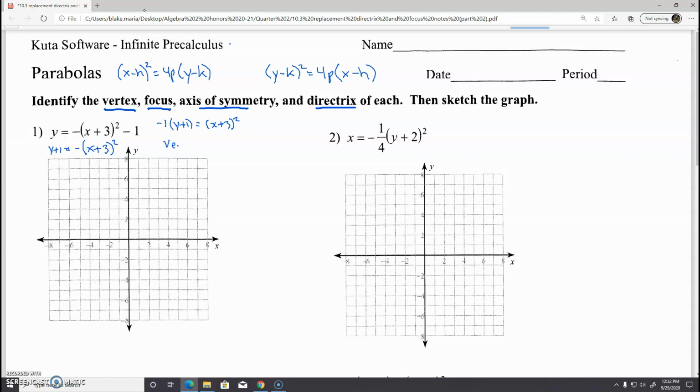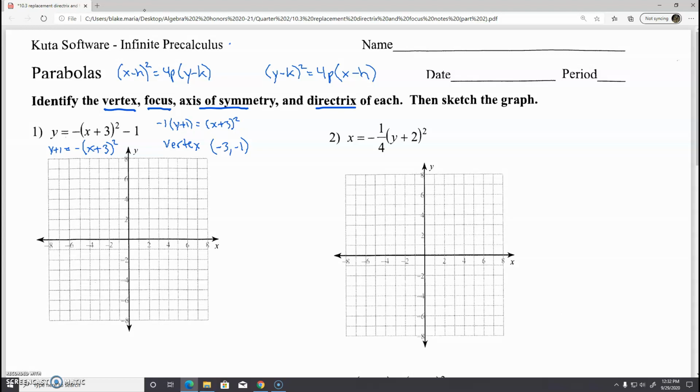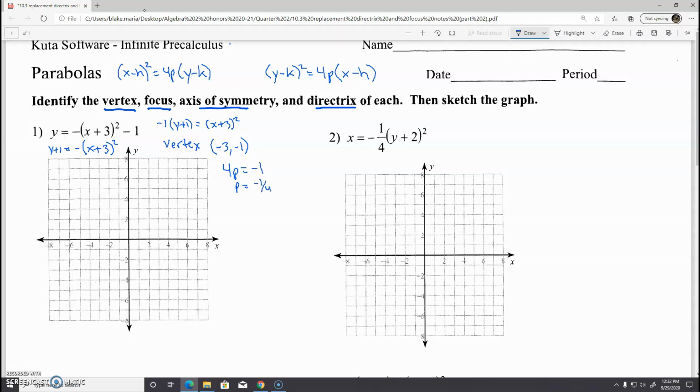Now that we have it in that format, we can pull out our pieces. We'll start with the vertex, that's the easiest one to pull out. Our x was negative 3, our y was negative 1. Now to do anything else, you have to be able to find your p term. We know that 4p equals negative 1, so divide both sides by 4 and you get negative 1/4.